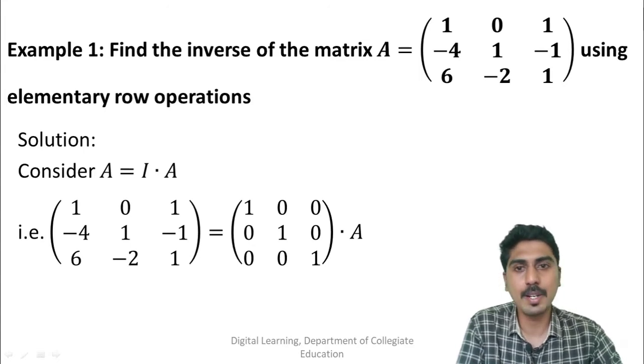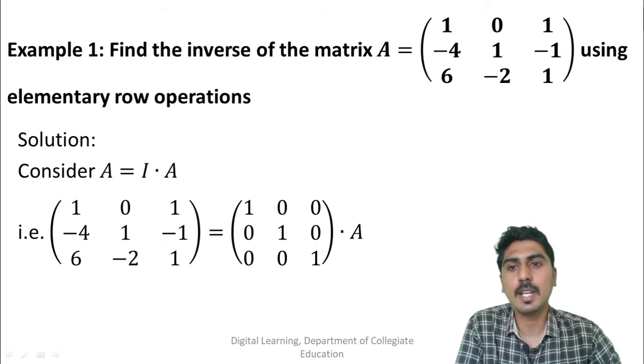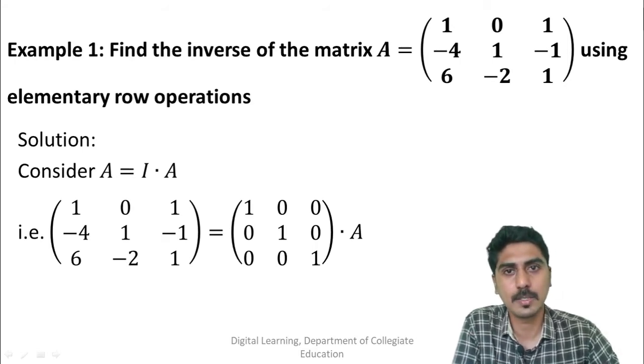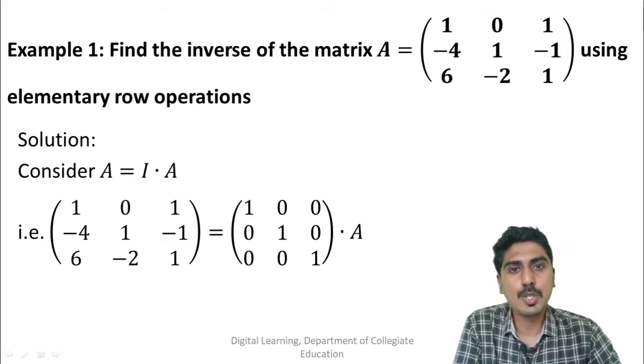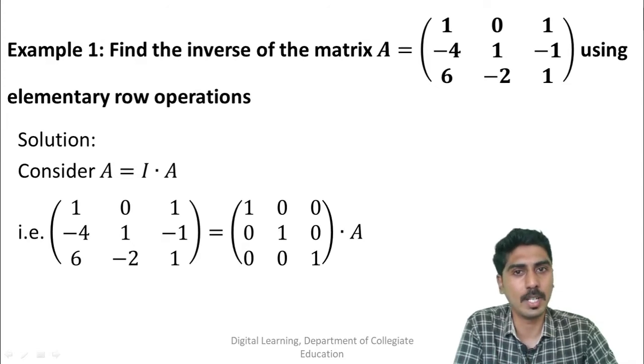Find the inverse of the matrix A is equal to [1 0 1; -4 1 -1; 6 -2 1] using elementary row operations. First you start with A is equal to I into A. The matrix A is [1 0 1; -4 1 -1; 6 -2 1], and the identity matrix I is [1 0 0; 0 1 0; 0 0 1].